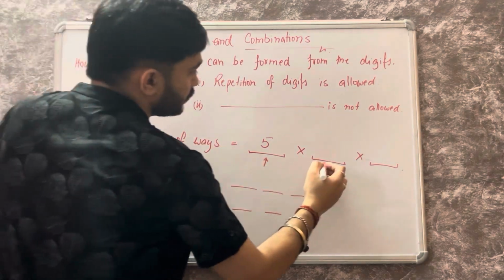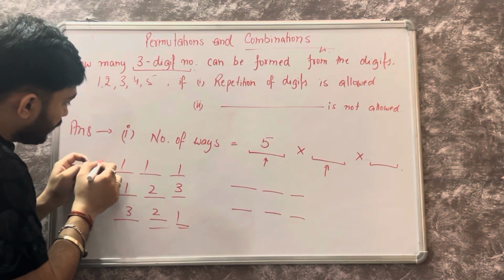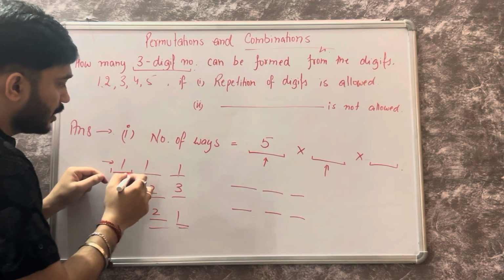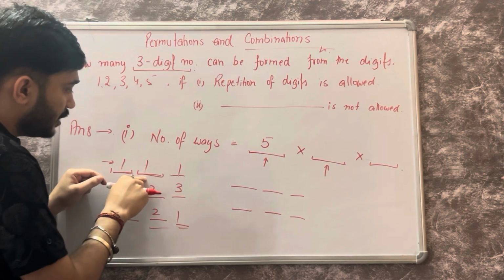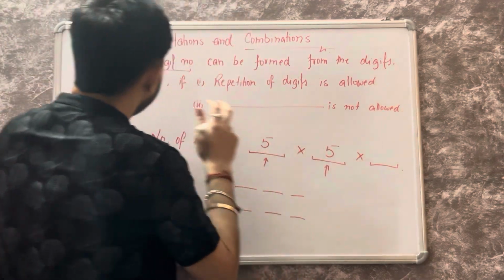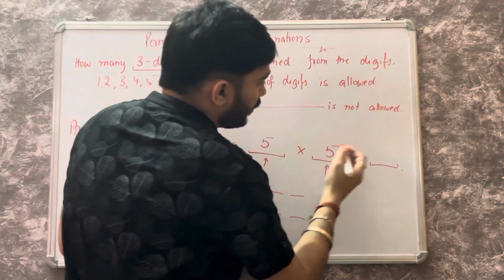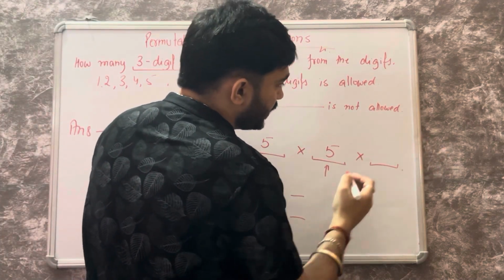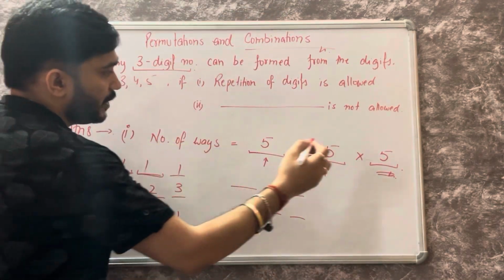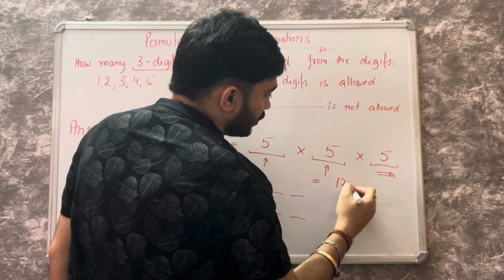Now look at the second spot. Since the repetition is allowed, it means if you have written 1 on the first place, that is the 100th place, you can still place 1 on the 10th place as well. So you can place a total of these 5 digits again. Now at the third spot, or the 1st place, you can also place these 5 digits again. So multiply this and you will get the answer. 5 into 5 is 25, 25 into 5 is 125. Any doubt?